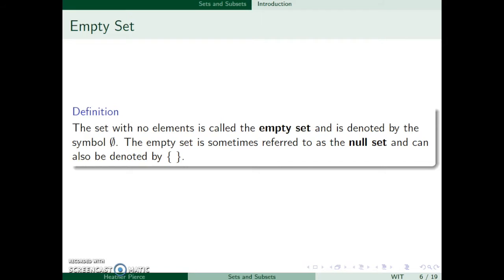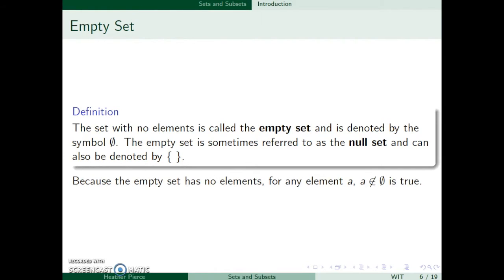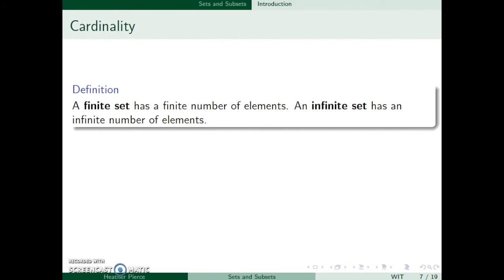We can also have a set with no elements, known as the empty set. It's denoted as the 0 with a line through it. We sometimes call this the null set, and we can also just write a set of braces with nothing inside. The empty set has no elements, so for any element a, a is not in the empty set will always be true. A finite set has a finite number of elements, an infinite set has an infinite number of elements.